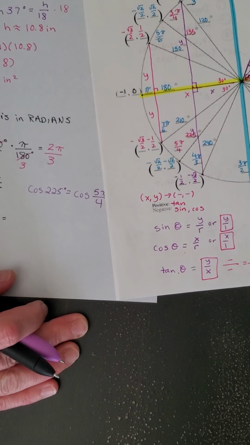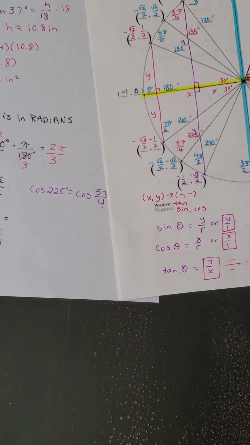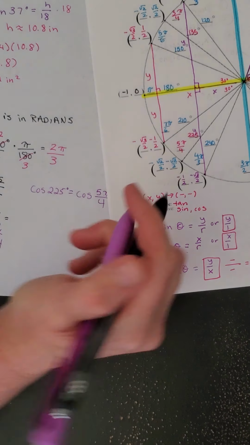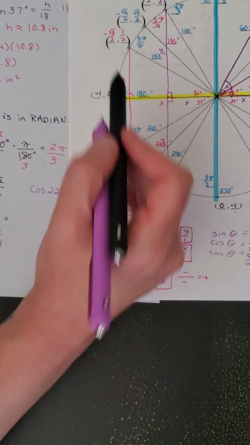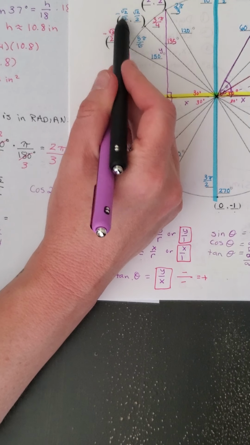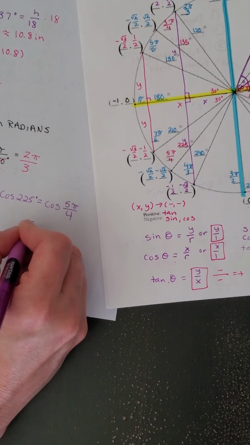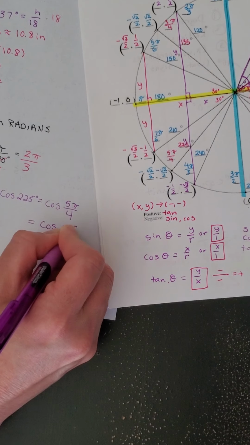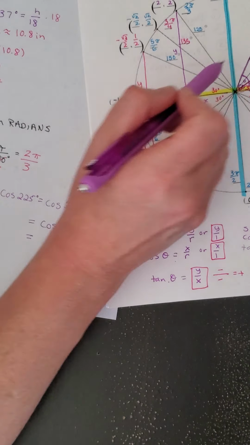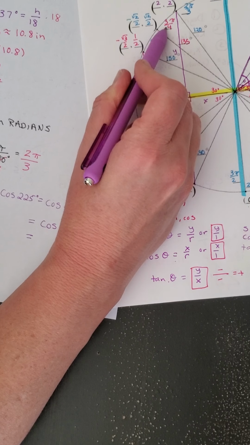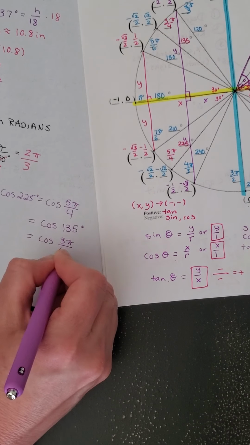However, there are other values where that's true. So let's take a look. So where else is x negative square root 2 over 2? It's right here, negative square root 2 over 2 at 135 degrees. So that means it's also equal to cosine 135 degrees. It is also equal to, well, cosine 135 is also 3 pi over 4. Cosine 3 pi over 4.